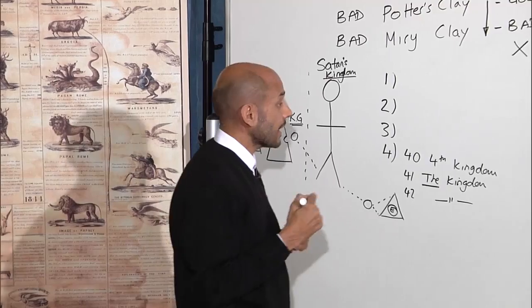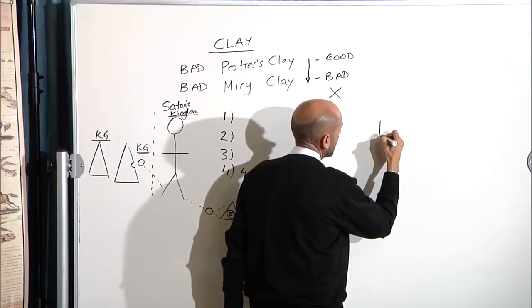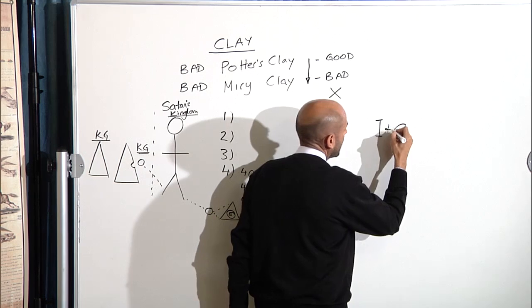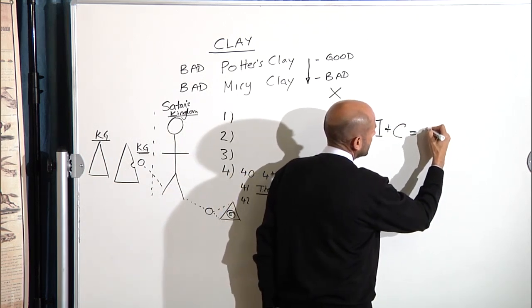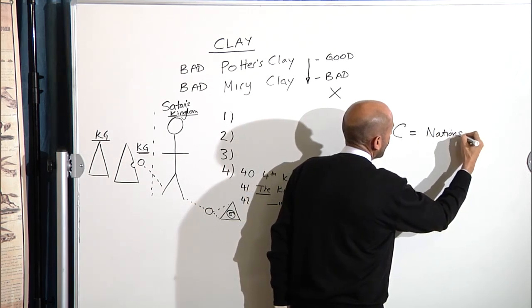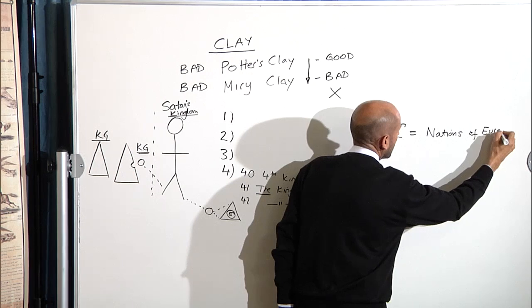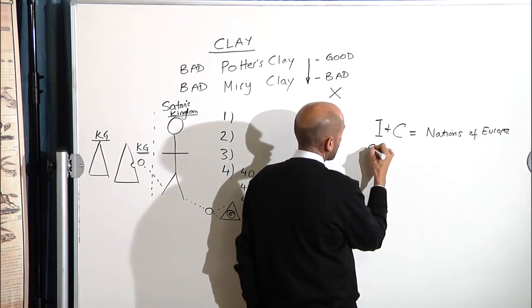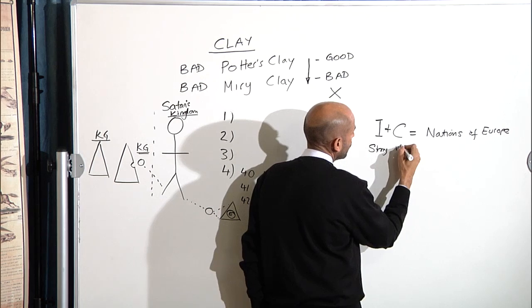The other thing that I want to just highlight, which I'm not going to deal with, but I just want to point out, when we look at the Millerites and how they address this iron and clay, up to 1844, and for most of the history after that, when they looked at the iron and clay, basically they said that these were the nations of Europe, strong and weak.